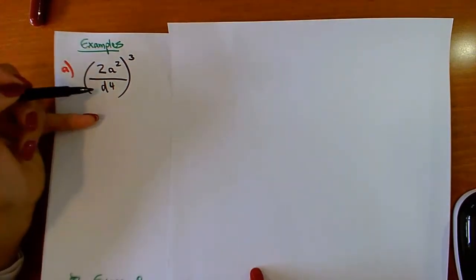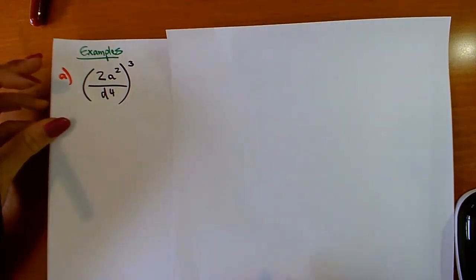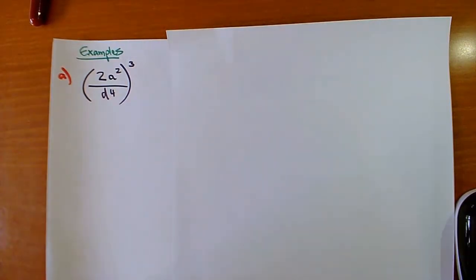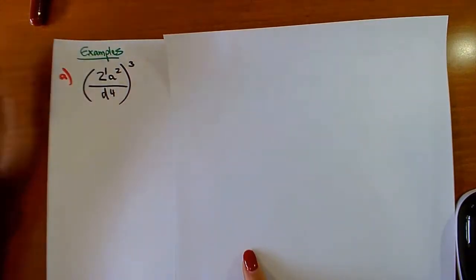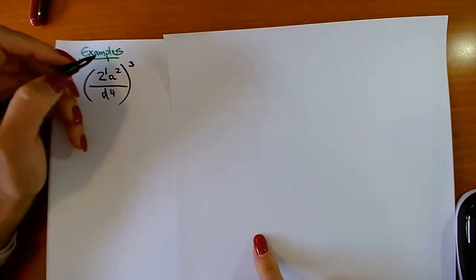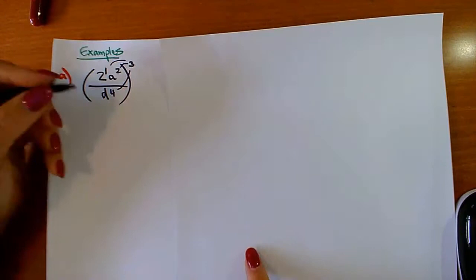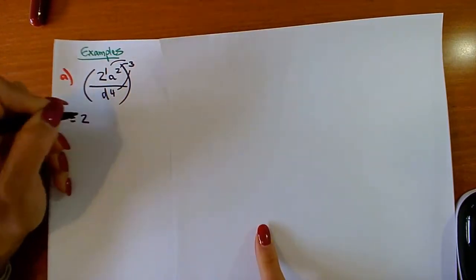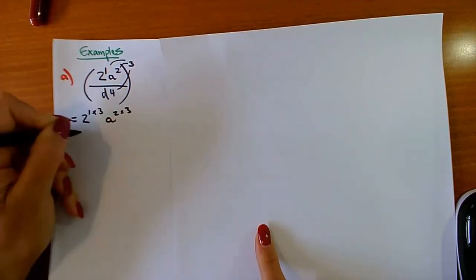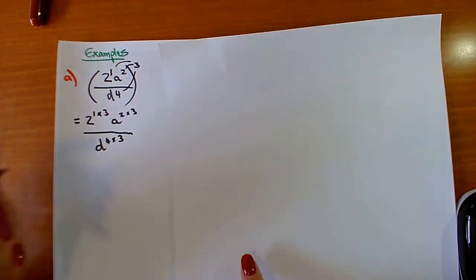Now we already have the fraction and we're raising the entire fraction to the power. So once again, every big number within the bracket needs to have a little number or an index. So we need to allocate a 1 next to anything that doesn't already have an index. Then we raise all of those indices to the power. So it's 2 to the 1 times 3, a to the 2 times 3 over d to the 4 times 3. Everything has to be raised to that power.